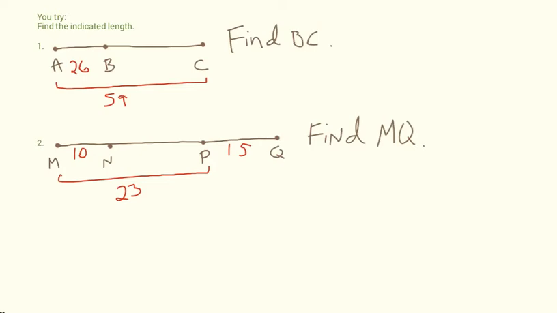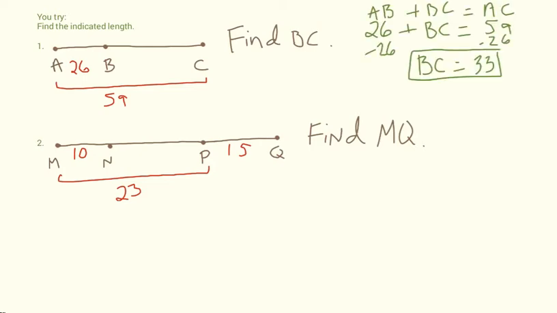All right, now that you're ready to check your answer, this is what your answer should look like. In this first one, we can set up that AB plus BC equals AC, and because of that, we know that AB is 26 and AC is 59, so we can set up our equation this way and then solve for BC. We end up getting 33, and that is the piece that is missing.